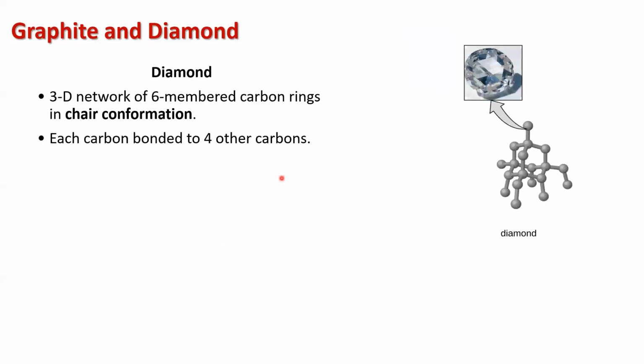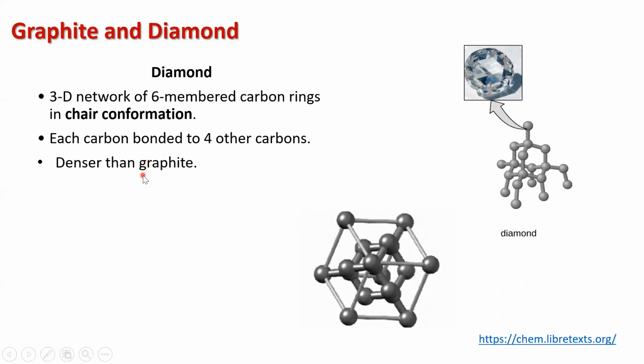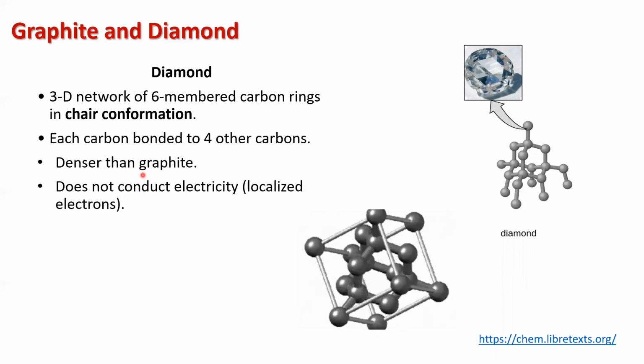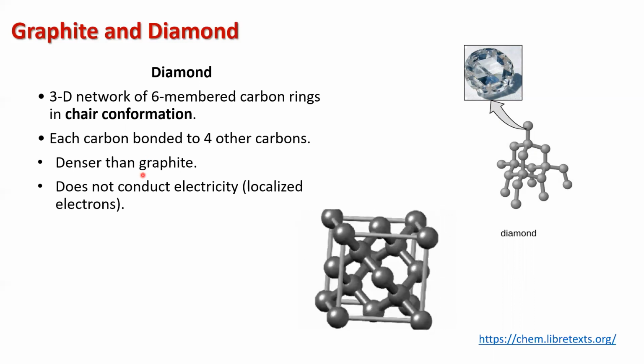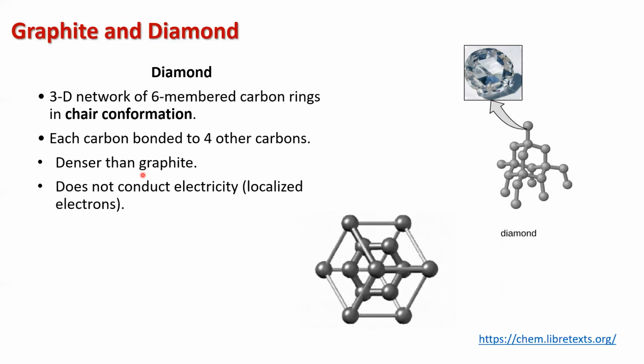So if we look at diamond, diamond is a 3D network of carbons, six-membered carbon rings in what's called a chair conformation, but you'll see that more when you go into organic chemistry, if you take that class in the future. Each carbon is bonded to four other carbons. It's denser than graphite because of the way those carbon atoms are arranged. And it can't conduct an electric current because the electrons are localized, or assigned to specific atoms, and they can't flow through the substance.